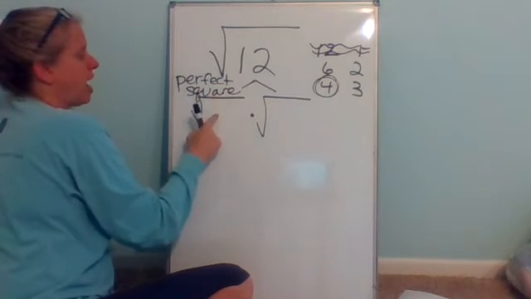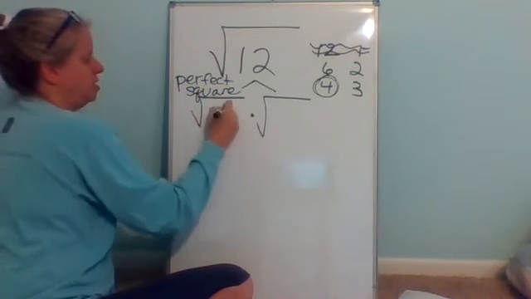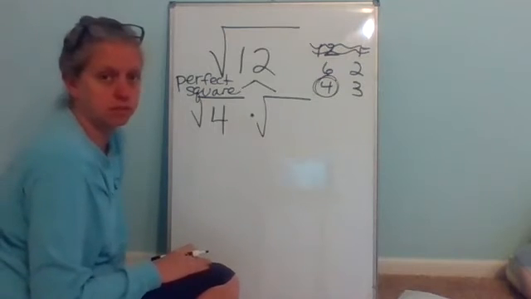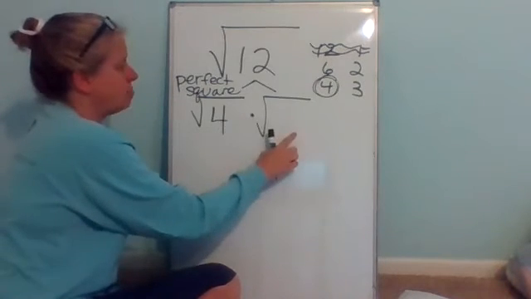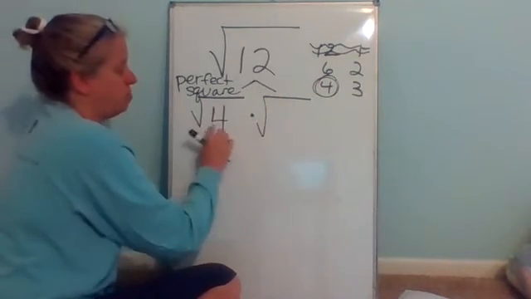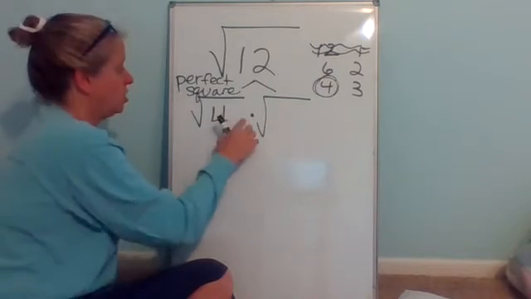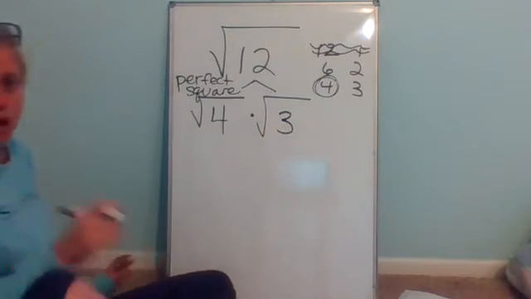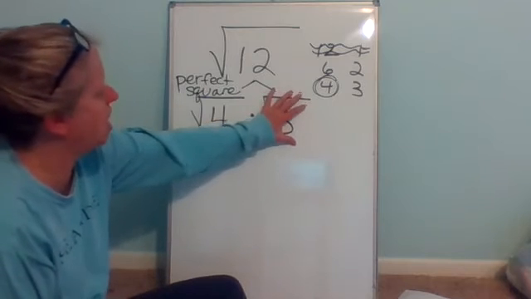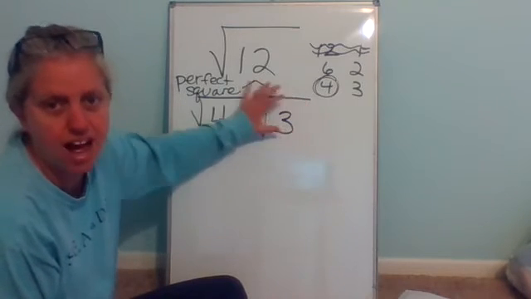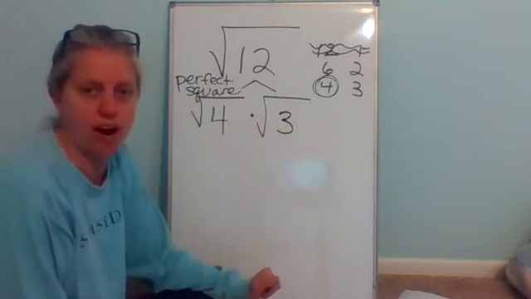So the perfect square factor of 12 would be 4. 4 times what is 12? Because remember, these two numbers have to multiply to 12. 4 times 3 is 12. This over here is just kind of what's left over after you took the perfect square out of there.